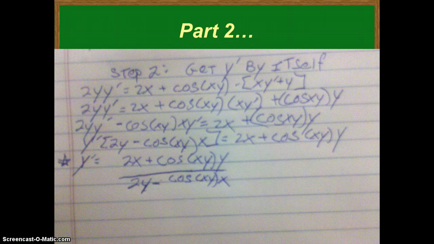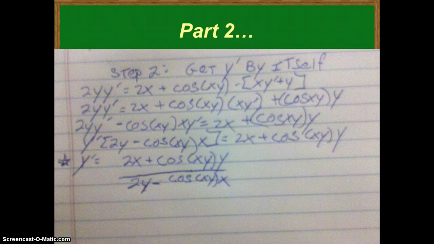Okay, so what I'm going to do now is subtract over the cosine of xy times xy prime to the left-hand side. You get 2y prime minus the cosine of xy times xy prime equals 2x plus cosine of xy times y. Okay, now I'm going to factor out the common factor on the left-hand side of y prime. y prime times the quantity 2y minus cosine of xy times x equals, don't change the right, 2x plus cosine of xy, y.